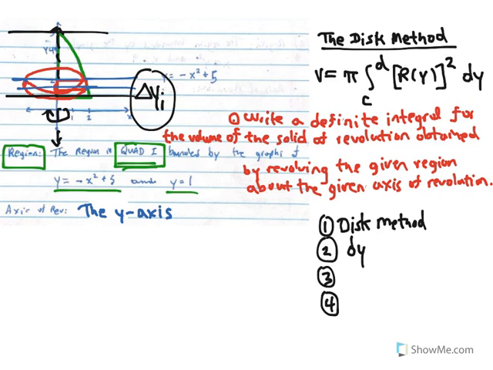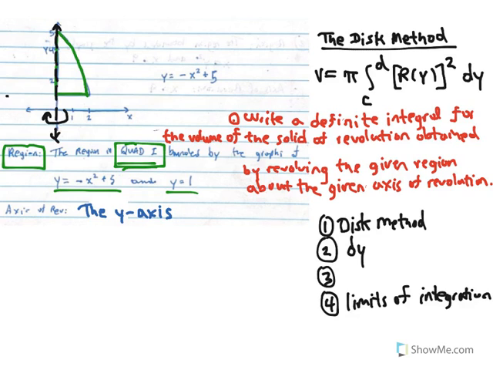So the next two questions are, what about the limits of integration and the integrand? Well, the limits of integration are easy to figure out. You just go from the very bottom of your region, where y is equal to 1, to the top of your region, where y is equal to 5. So the very bottom of our region is here, where y is equal to 1, and the very top of our region is here, where y is equal to 5. So the limits of integration are from y is equal to 1 to y is equal to 5.